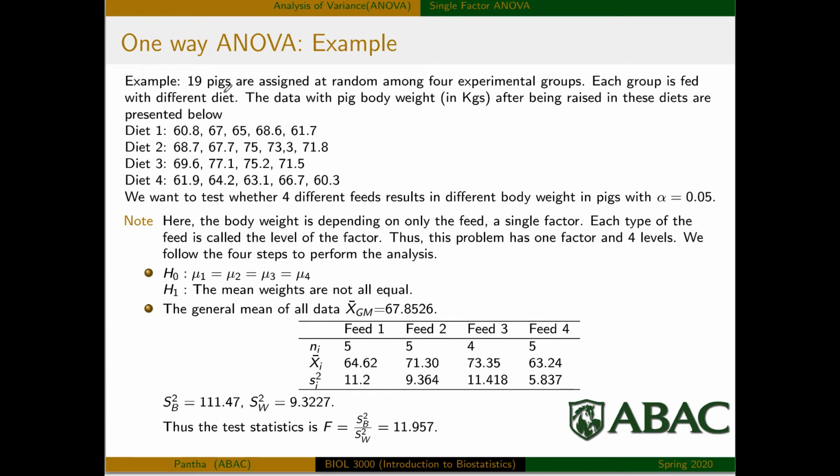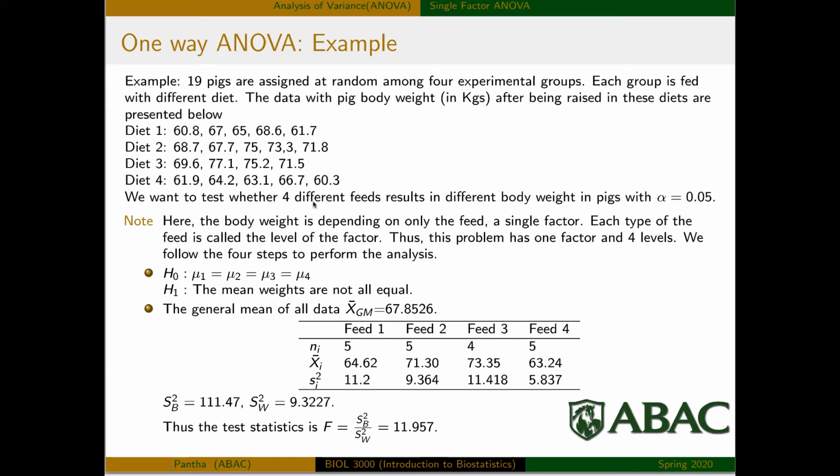19 pigs are assigned at random among 4 experimental groups. Each group is fed a different diet. The data with pig body weight after being raised on these diets are presented below. Diet 1, these are the weights of the pigs. Diet 2, diet 3, and diet 4. So, are the sample sizes equal? No, right? Because here you have 1, 2, 3, 4, 5, here 1, 2, 3, 4, and here 1, 2, 3, 4, 5. So some samples are 5, some are 4.